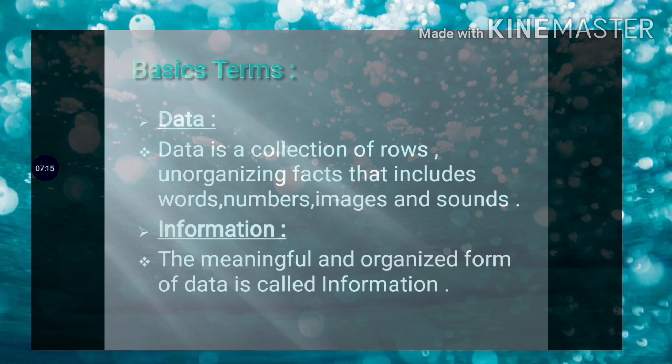Organized means it is arranged in a particular manner, a particular way. That is called information. Unorganized, raw data is called data. Information, that is the organized form of data, is called information.